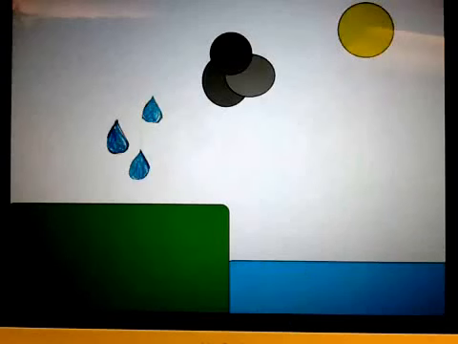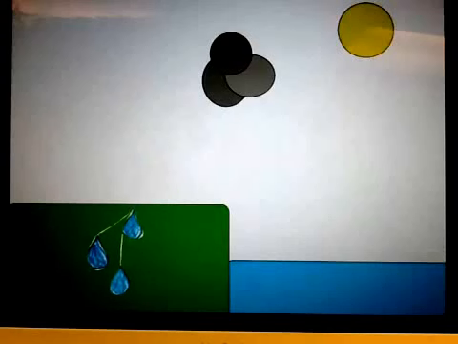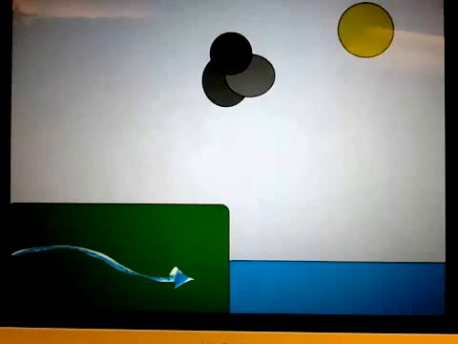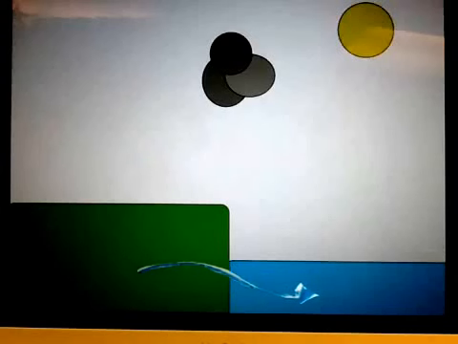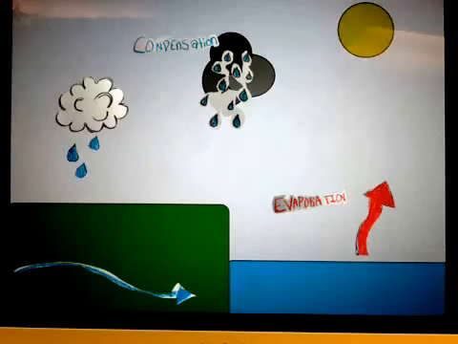Also, it could seep into the ground and become something called groundwater. Groundwater is just water that flows underneath the ground. But the groundwater always finds its way back to the ocean again. While some of this water could actually freeze and become a glacier. But no matter where this water goes, it always finds its way back through the water cycle again.